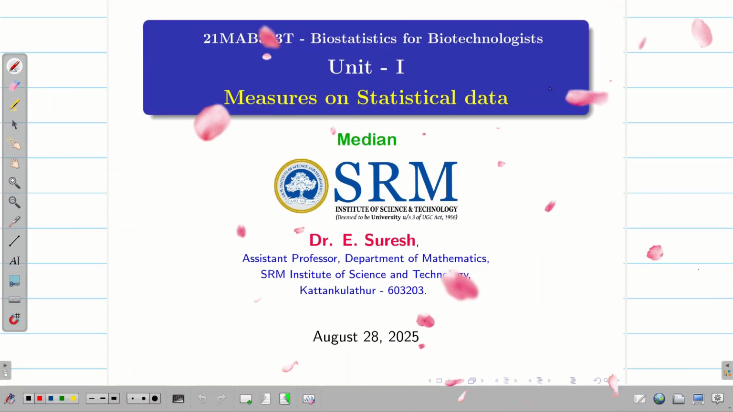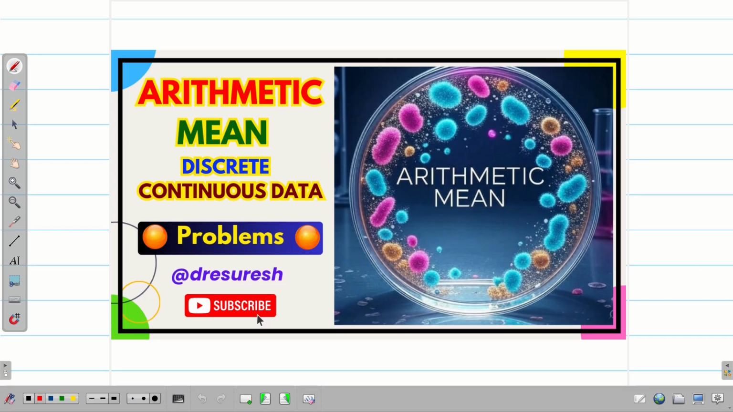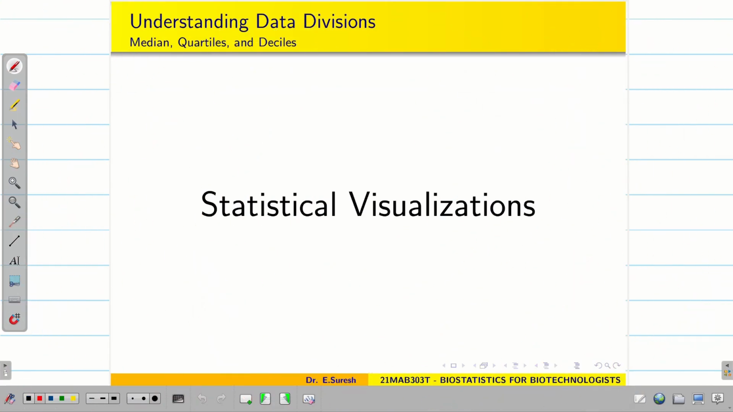Dear students, welcome to the problem solving session on median. In the previous session, we solved problems on arithmetic mean. In this session, we are going to deal with problems on median for raw data, discrete frequencies as well as continuous frequencies. Before going into the problem, let us understand the data divisions.